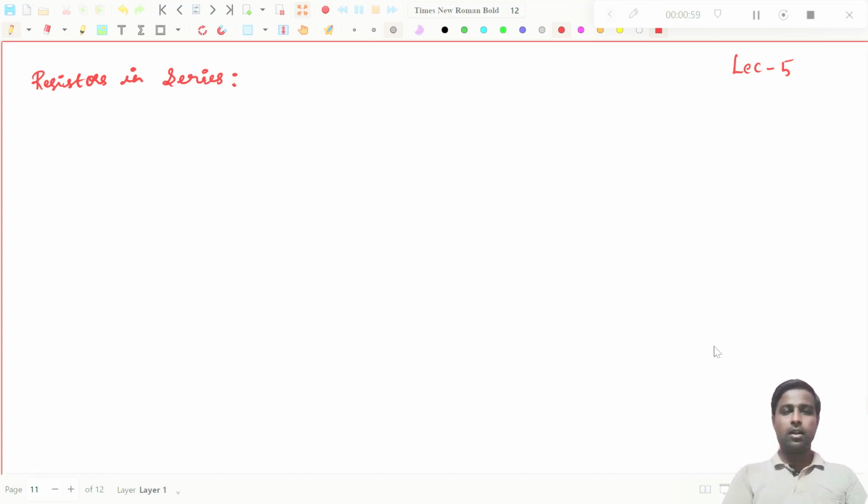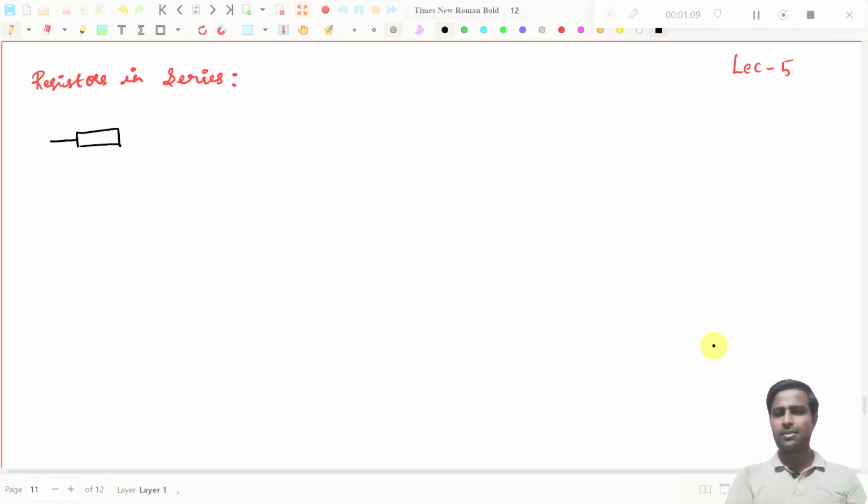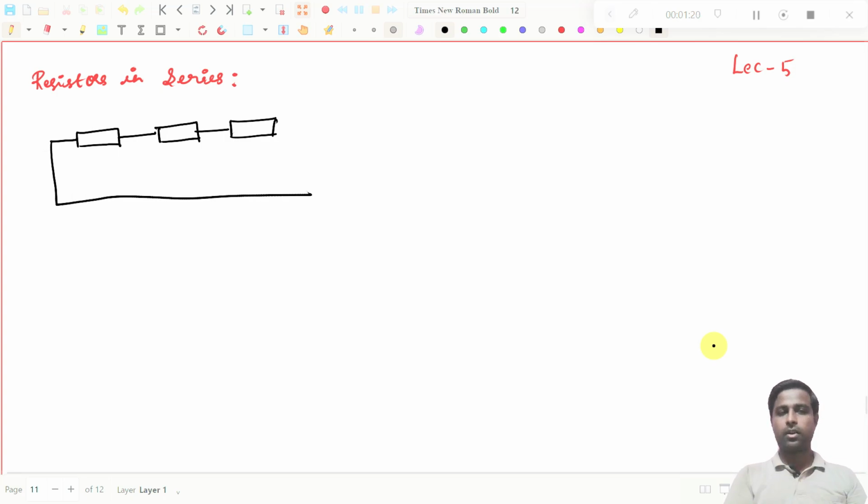Let me draw a diagram like this. These are circuit elements. Try to understand. This may be a voltage source or a current source, or it may be a resistor, inductor, capacitor, anything. These are all circuit elements, and they are connected like this. Let me call them element 1, element 2, and element 3.